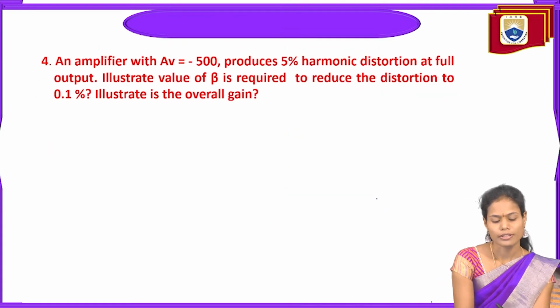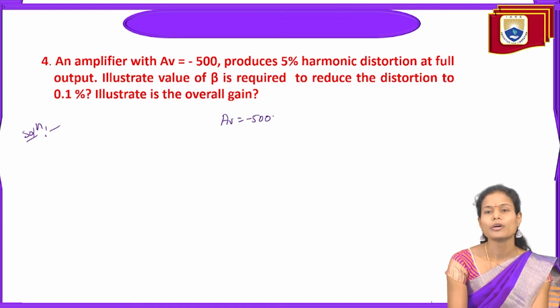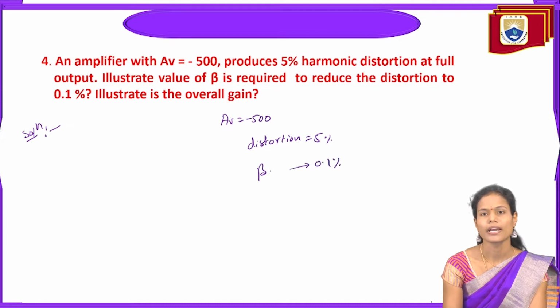Next, we come to the next problem. An amplifier with voltage gain of minus 500 produces 5% harmonic distortion. The distortion value is 5% at full output. Calculate the value of beta to reduce the distortion to 0.1%, and also find the overall voltage gain.